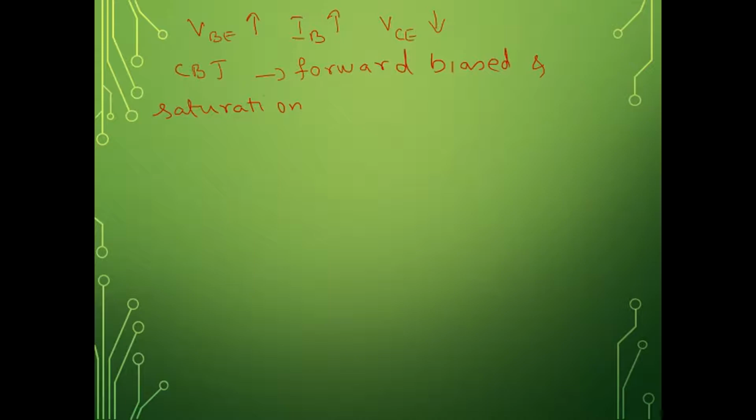So the transistor saturation is nothing but the point above which any increase in the base current is not going to increase the collector current. So we can write the collector current at saturation as VCC minus VCE at saturation divided by RC, and the corresponding base current is given by IBS is equal to ICS by beta.